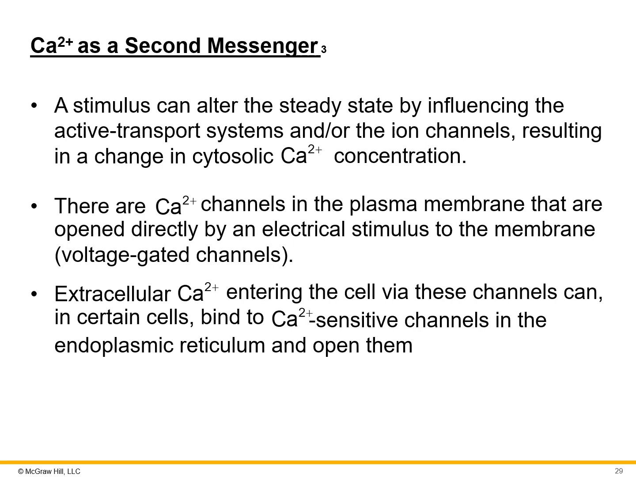A stimulus can alter the steady state by influencing the active transport systems and/or the ion channels, resulting in changes in Ca concentration. So there are calcium channels in the plasma membrane that are open directly. Those are voltage gated. Extracellular calcium entering the cell via these channels can, in certain cells, bind the calcium-sensitive channels in the endoplasmic reticulum and open them up. So in this case, we're talking about calcium as a secondary messenger. It gets into the cell, and then it starts behaving as a secondary messenger that's going to start another process within the cell.